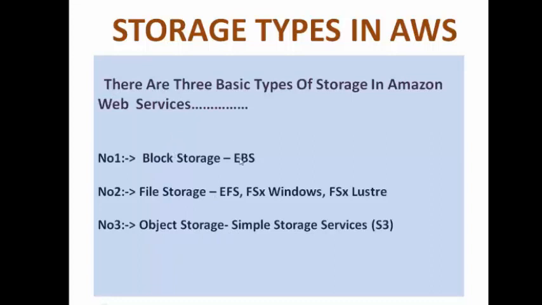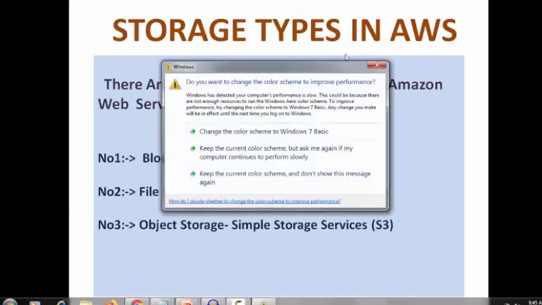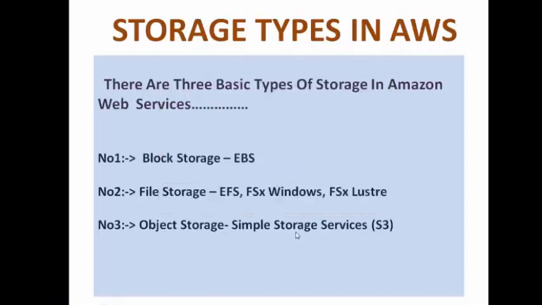In block storage, you know the Elastic Block Store that will be taught in this video. Then the file storage contains EFS, FSx for Windows and FSx for Lustre. The third one is object storage, which everyone knows: S3, Simple Storage Service, the object storage in AWS. First we will cover block storage.